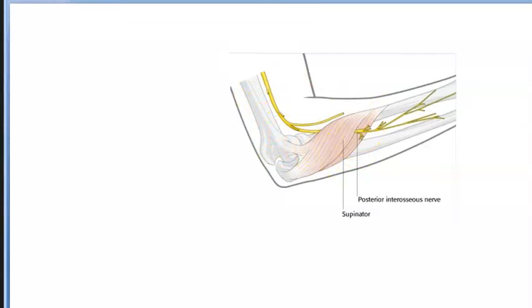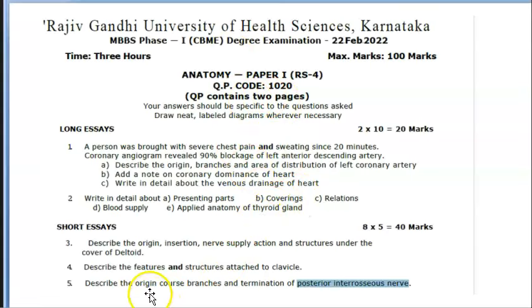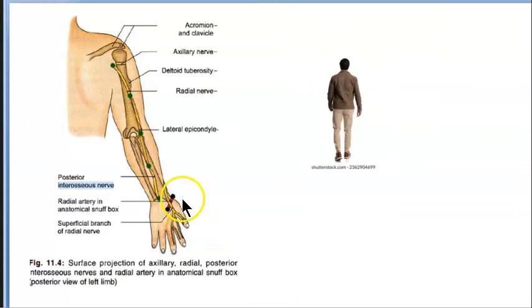See here, they have shown the posterior interosseous nerve supplying all the dorsal muscles of your forearm. It is shown in relation to the supinator, going inside the supinator and coming out. So you have seen overall what the posterior interosseous nerve is and why it is important. They are asking the origin, course, branches and termination. It is a nerve of the back of your forearm, a very important nerve there.